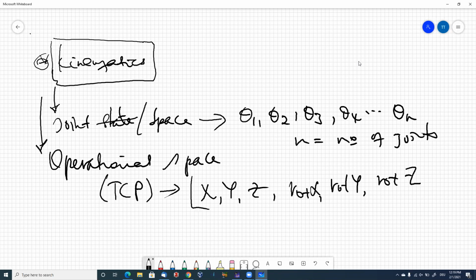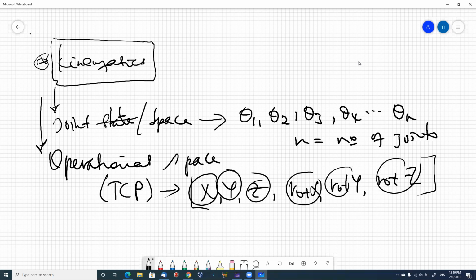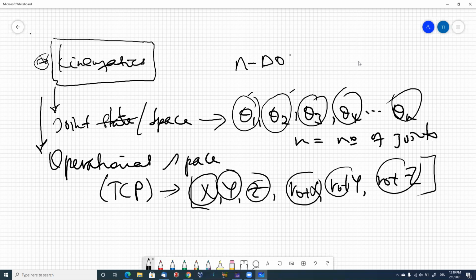So here we have a vector with 6 parameters: position x, position y, position z, rotation about x, rotation about y, rotation about z. And in the joint space, we have the joint variables, which are the angles of all the joint parameters from joint 1, joint 2, joint 3, 4, and then joint n, depending on the number of degrees of freedom. If you have n degrees of freedom, then you have n joint space variables. That's what we discussed last week, from the kinematics perspective.